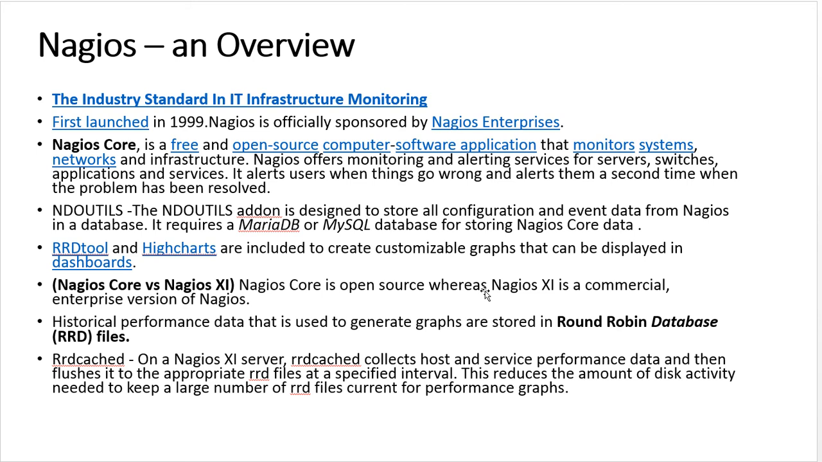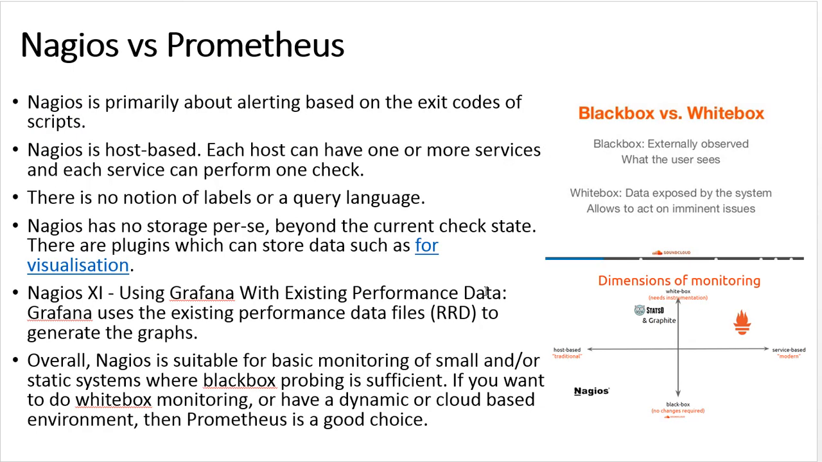When you compare it with Prometheus, we'll come to know what is missing in Nagios and what additional value Prometheus is giving in the monitoring world. So Nagios is primarily about alerting based on the exit code of a script. What is written during installation, that purpose it will do. Not only installation, how you want to monitor, that it does. And Nagios is host based. Each host can have one or more services, and each service can perform one check.